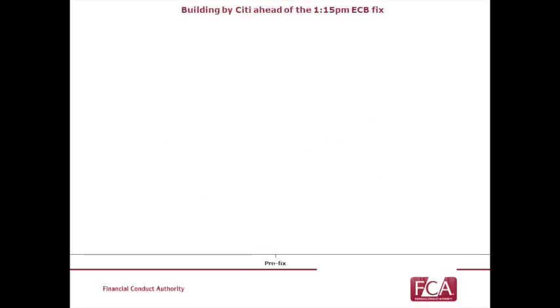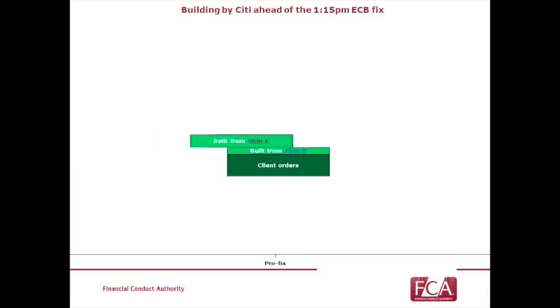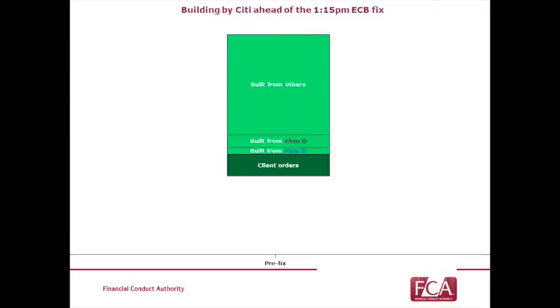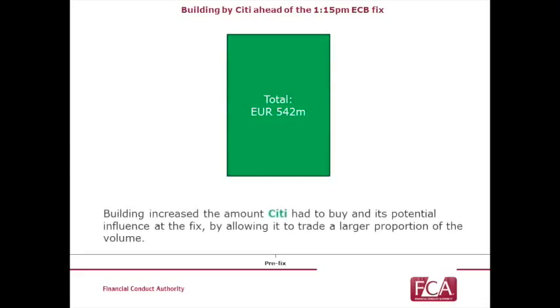Citi has buy orders from clients of 83 million euros. In the period leading up to the fix, Citi increased or built the volume of euro that it would buy for the fix by trading with Firm B and D and by a series of similar trades conducted with other market participants. This trading increased the volume of currency that Citi would seek to buy for the fix to 542 million euros, well above that necessary for risk management. Remember, the more you have to trade, the greater your potential influence on the fix.